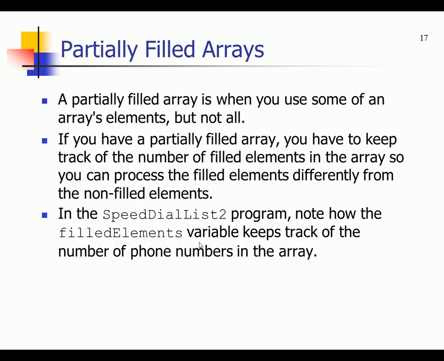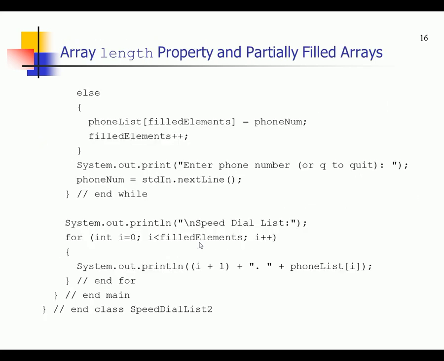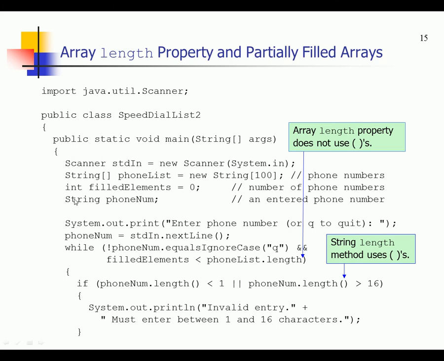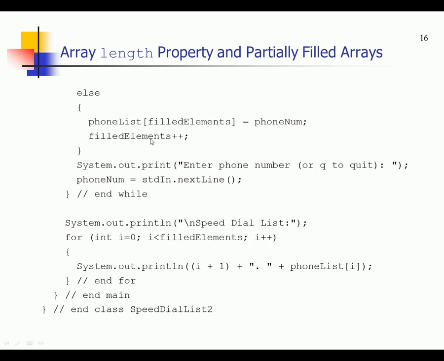Okay, a partially filled array is when you use some of an array but not all of it. Makes sense? If you take a partially filled array, you need to keep track of the number of elements in there so you can process the filled elements directly. Here's a program that does that. It's not really anything special, but in his example, filled elements is just how many we put in it. Actually, let's look at that one more time. See, filled elements here starts at 0, right up here. Okay? And as long as filled elements is less than the length of it, we're good. Then when he adds one, he increments it. So we're keeping track of how many are in there. That's all he's doing with it, okay?